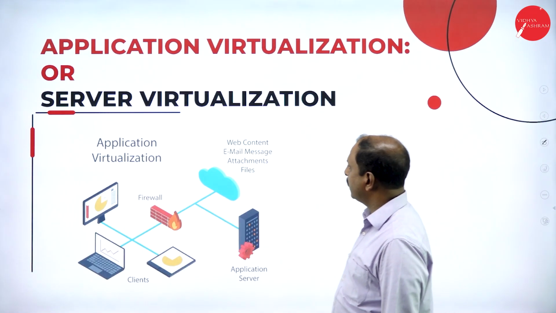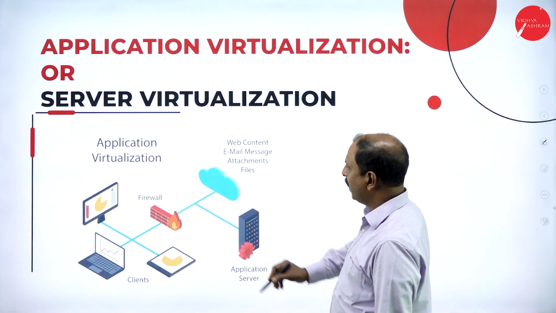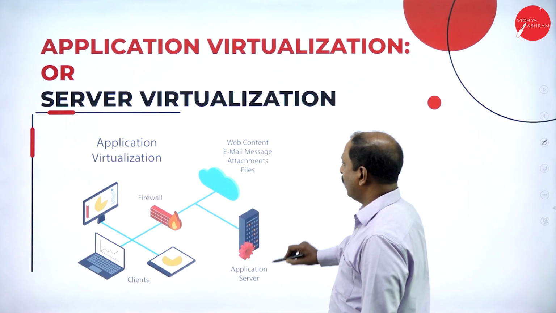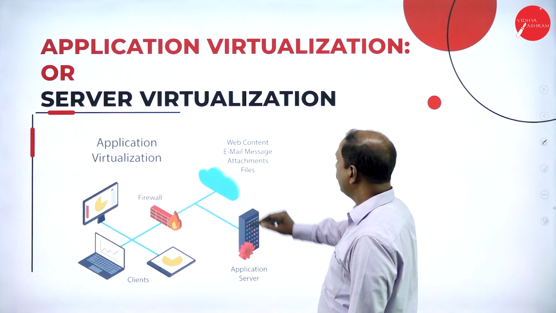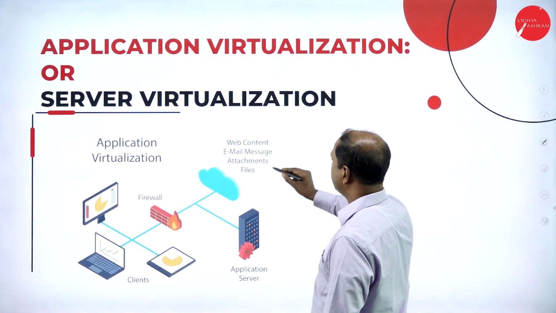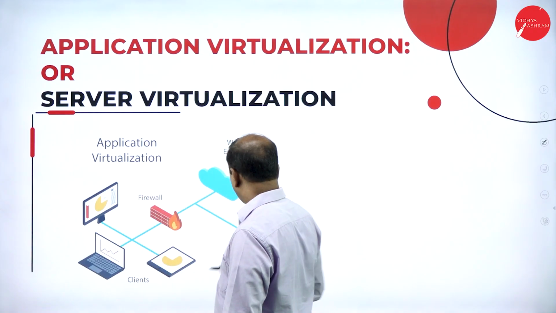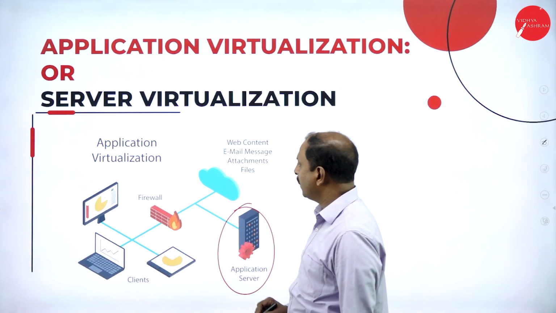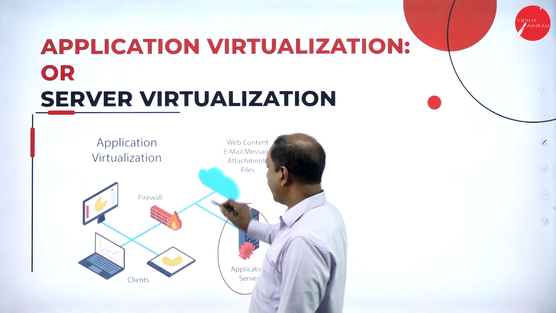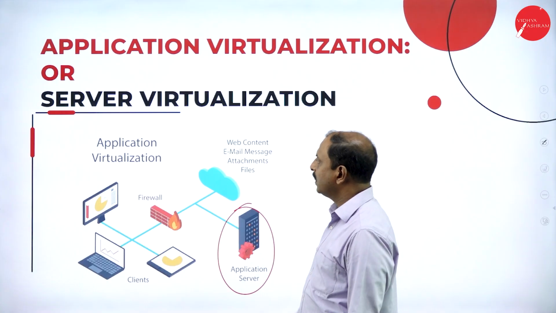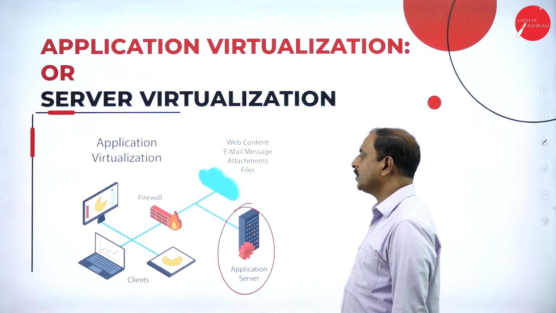Now let us see the diagram of this. Here this is one of the application servers and this is the example for application virtualization. Here in the application server, we have web content, email, messages, attachment files, and these are the firewalls. And here, this application in the server is accessed by different clients at different interfaces. So this is server virtualization or application virtualization.